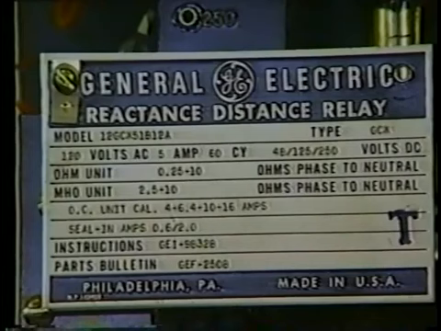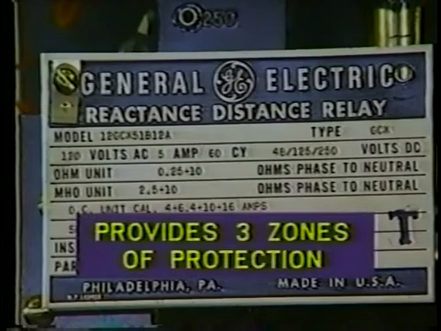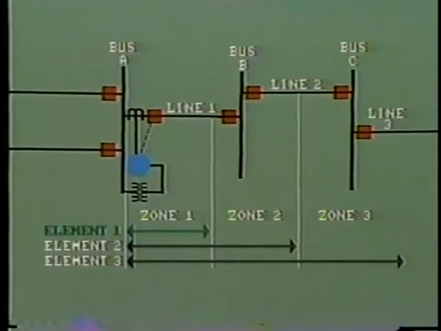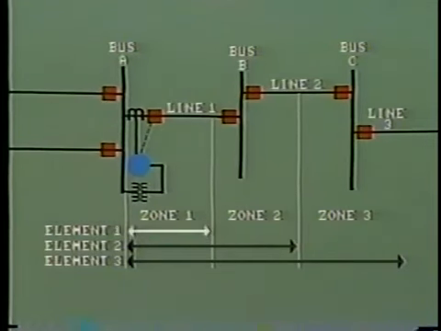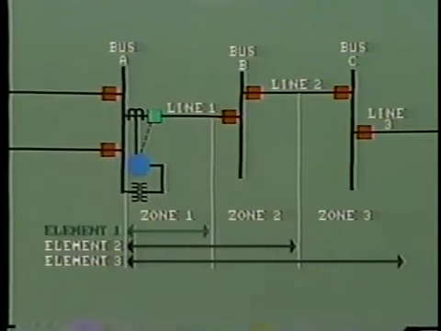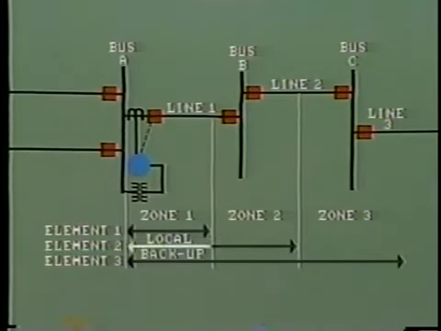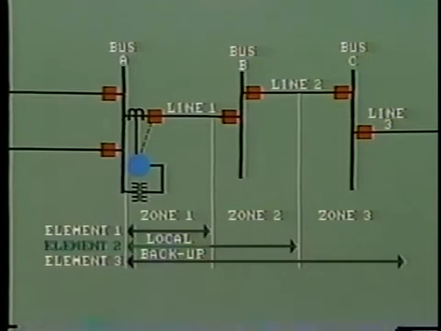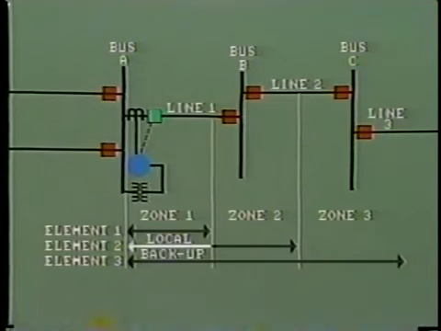An important feature of the distance relay is the provision of zone protection, generally 3 zones. This allows us to provide backup. Generally speaking, the first element protects the primary zone as shown here by opening the first breaker, breaker A. The second element provides local backup in case the first element fails to operate. That is, it would trip breaker A after a short time delay.